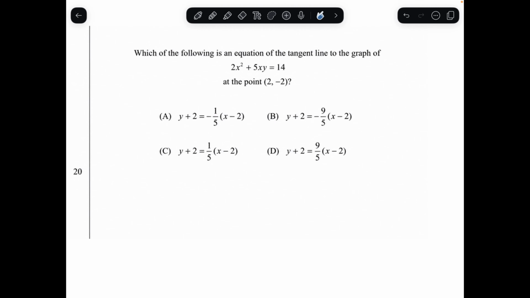So question 20 says, which of the following is an equation of the tangent line to the graph of 2x squared plus 5xy equals 14 at the point (2, -2)? Alright, so for this question, let's first understand what it is asking us. It's asking for an equation of the tangent line to the graph of 2x squared plus 5xy equals 14 at the point (2, -2), okay?